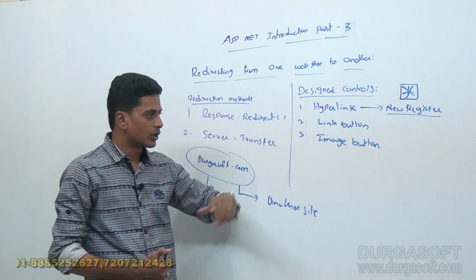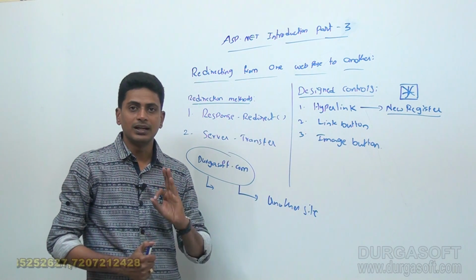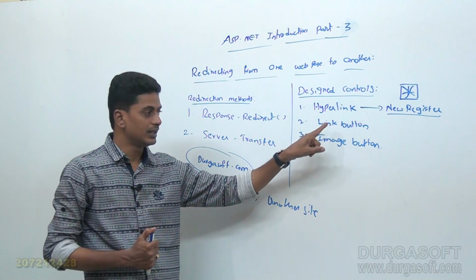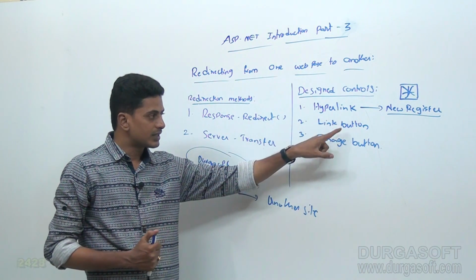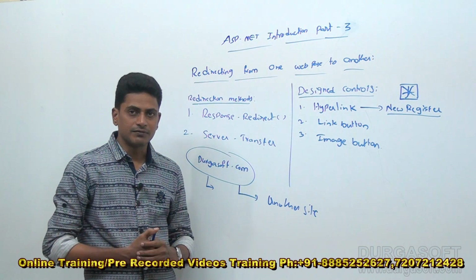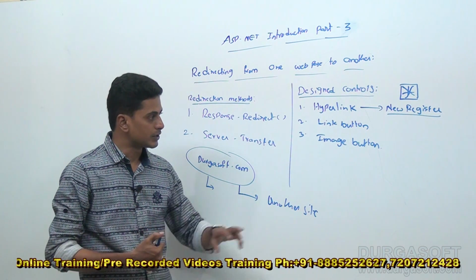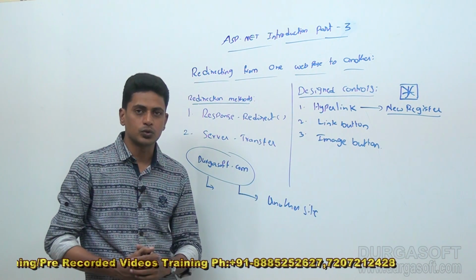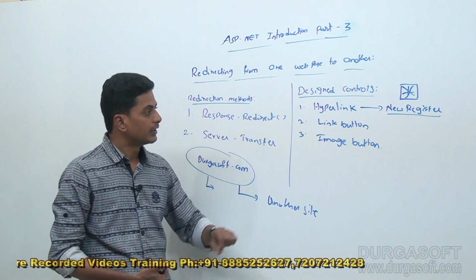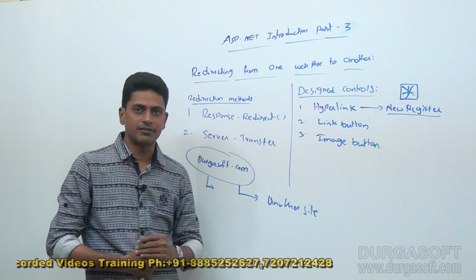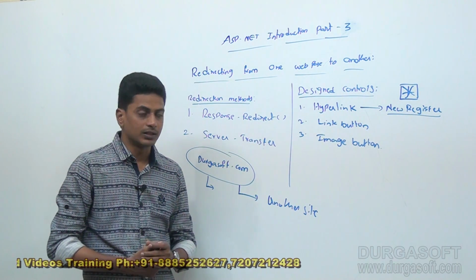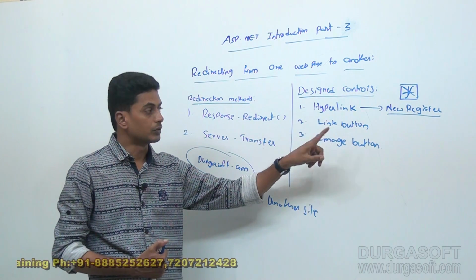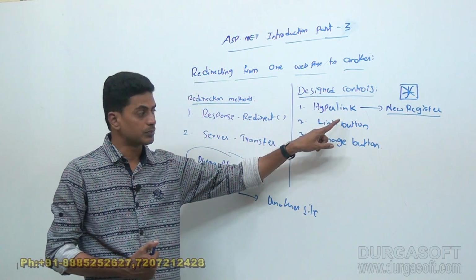Whereas the link button control provides a link only for text, not for an image. We cannot place any image in the link button control, only text. When the user clicks on the text, the link button provides the navigation, the redirection facility, from one web page to another. And the image button control provides a link only to an image and not to text. So each and every control has its own purpose. Hyperlink: link for text and link for image. Link button: link for text only. Image button: link for image only. When we click on the image, it will go. When we click on the text, it will go. With the hyperlink control, clicking on either image or text works.